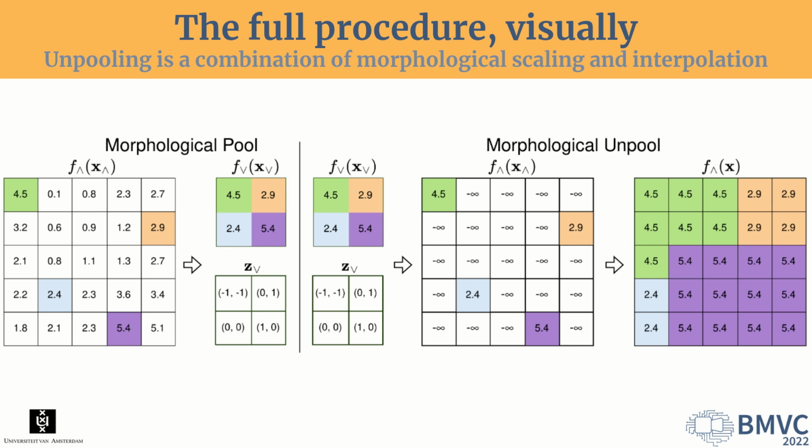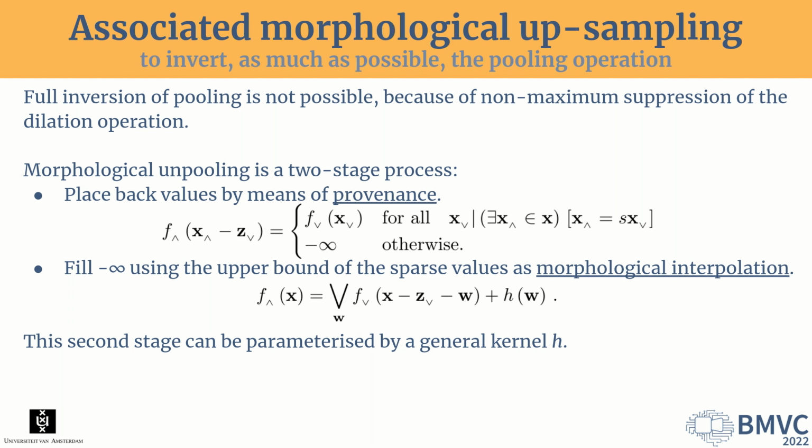And now that you've seen an example, I will formalize our unpool. The goal of morphological unpooling is to invert, as much as is possible, the morphological pooling operation. However, full inversion is not possible because morphological pooling suppresses non-maximum elements through the dilation operation. And this is why morphological unpooling is a two-stage process. So in the first stage, we place back the maximum values by means of the provenance, which in the previous slide was called Z. And for all remaining elements, we impute a value of minus infinity.